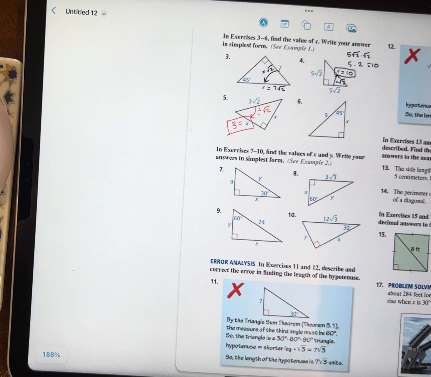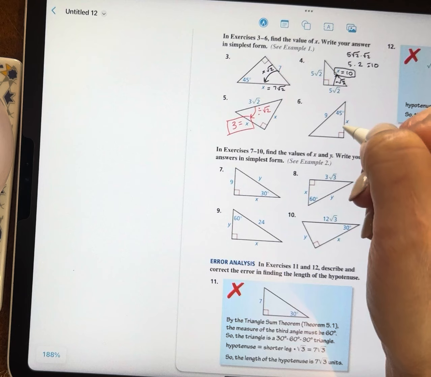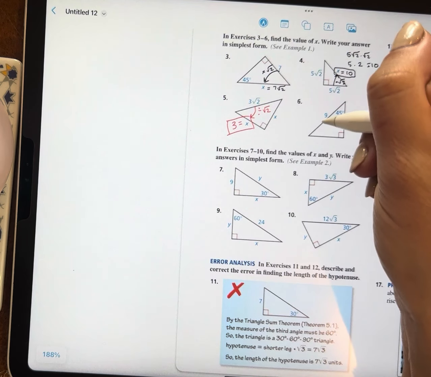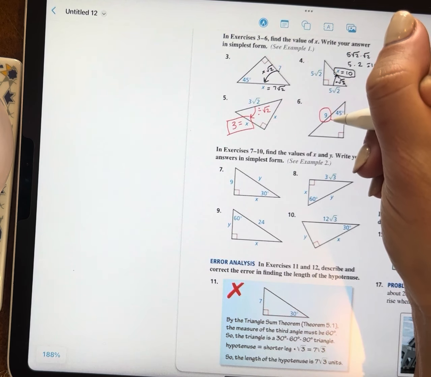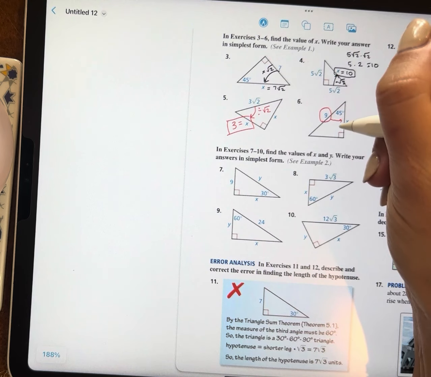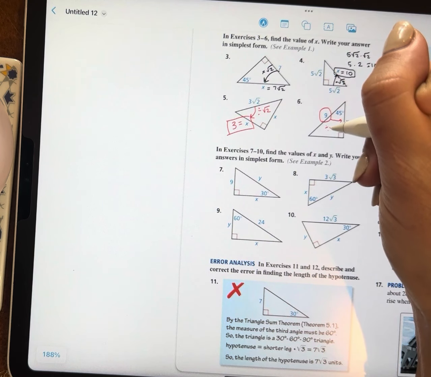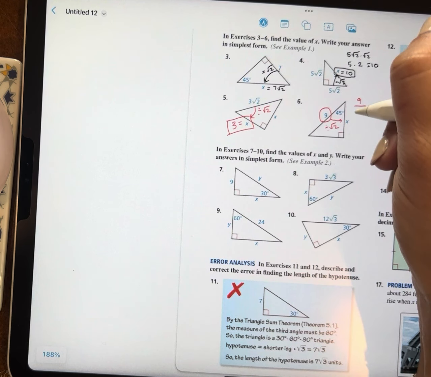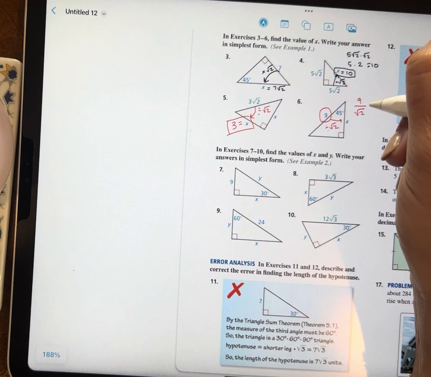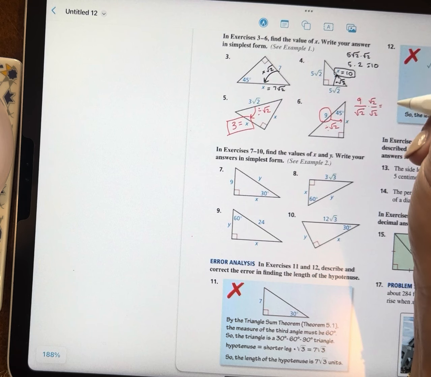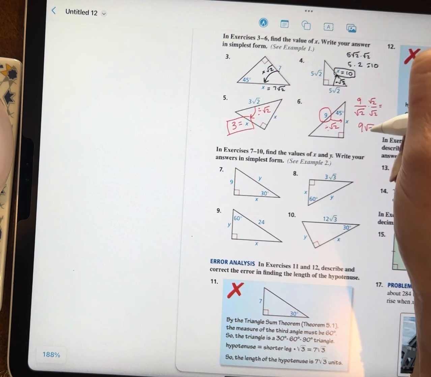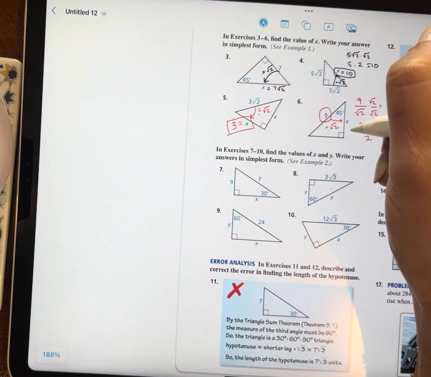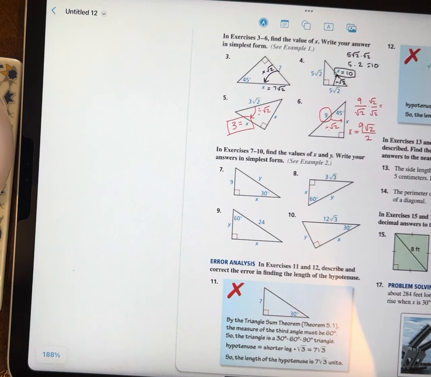Over here, we've got the hypotenuse again, and we want to go backwards to a leg. So we must divide by radical 2. This means that we need to take 9 and divide it by radical 2. And then we know that we have to rationalize, which means that this becomes 9 rad 2 over 2. And that is what x equals.